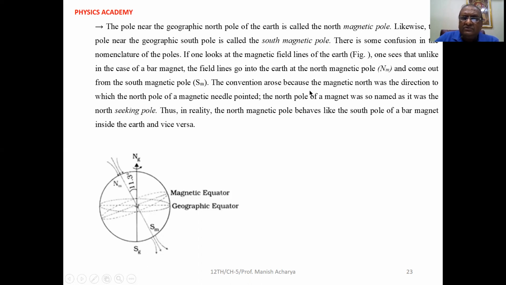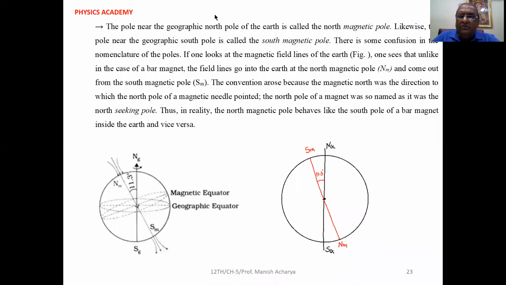The convention arose because the magnetic north was the direction to which the north pole of the magnetic needle pointed. The north pole of the magnet was so named as it was the north-seeking pole. Thus, in reality, the north magnetic pole behaves like the south pole of a bar magnet inside the Earth and vice versa. Clear?